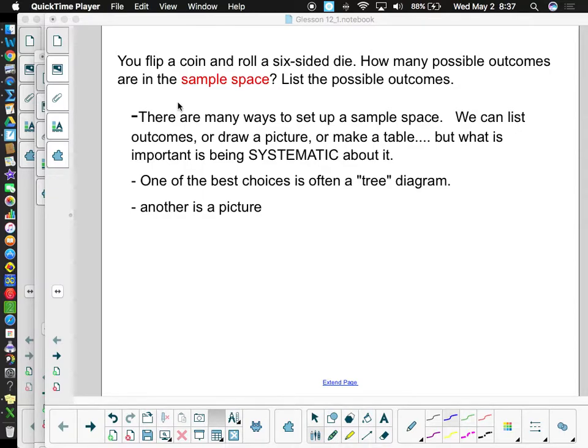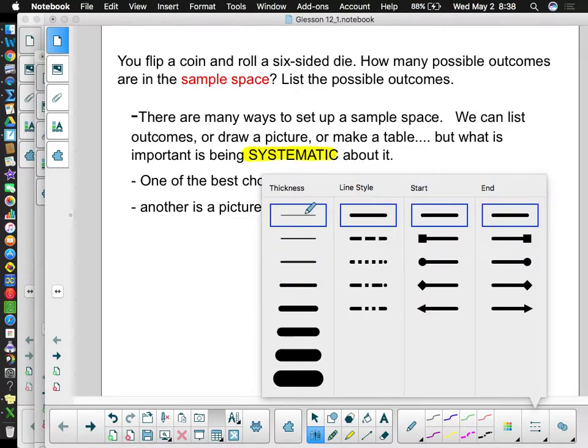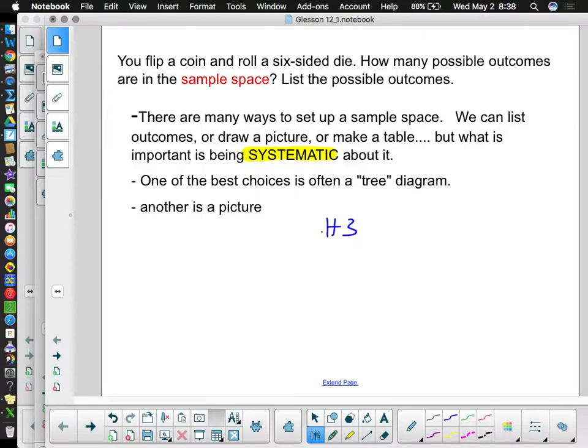What we want to do is list all our outcomes. We could draw a picture to show the outcomes, or we could do something of that nature to indicate the outcomes. The trick is to be systematic about it. We don't just want to start randomly listing outcomes without having some sort of system, because we're probably going to miss something. Like, I could get a heads and a 3, or a tails and a 4, and a heads and a 1. And if it's all random like that, we're probably going to miss things. So you want to be systematic.